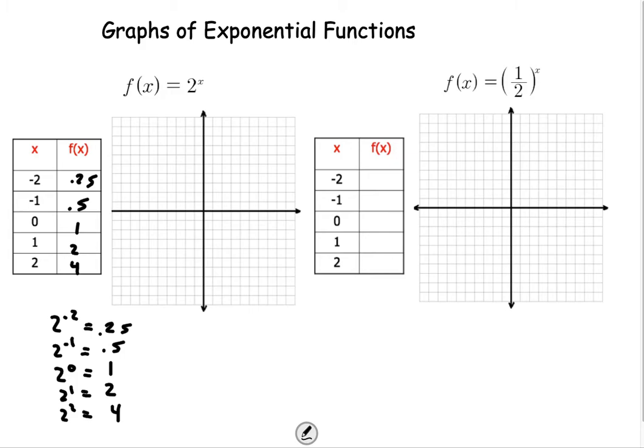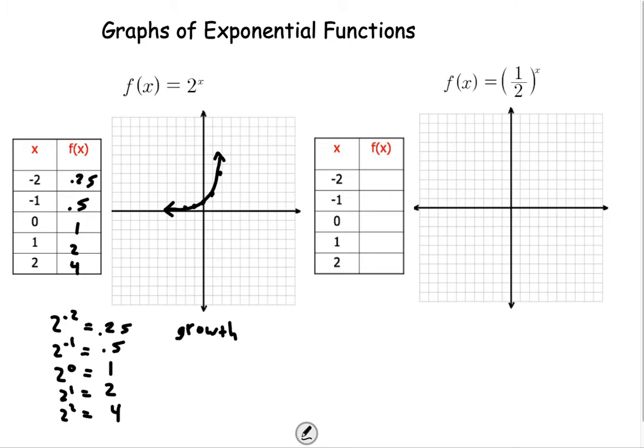And now I'm just going to plot them. So I'm going to go over to negative 2 and then up 0.25. And then over to negative 1 and up a half. And then 0, 1, 1, 2, and 2, 4. Connect my points, and there's my nice graph. So you can see as I go from left to right on the graph there, that my graph is going up. So this is considered an exponential growth graph.